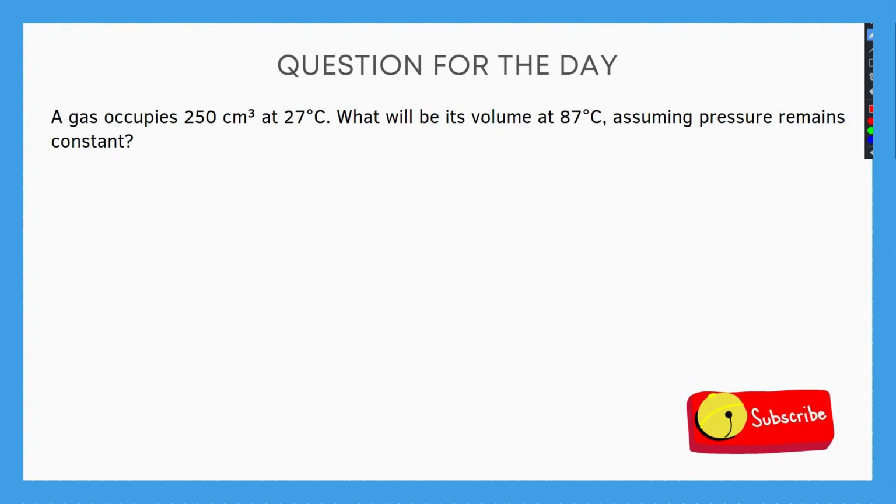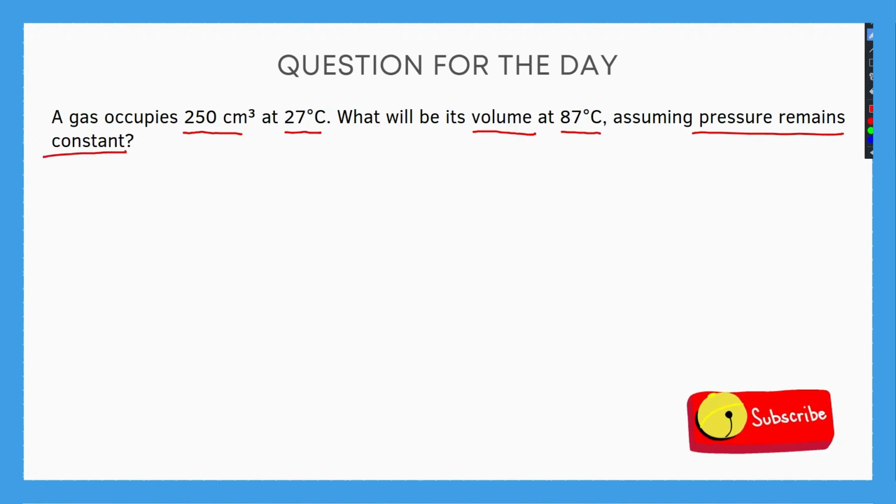So let's get into the question that we have for the day, solve it, and see what we'll get. The question for today says, a gas occupies 250 cm³ at 27 degrees Celsius. What will be its volume at 87 degrees Celsius, assuming pressure remains constant? The first thing we're seeing about this question is that pressure remains constant.